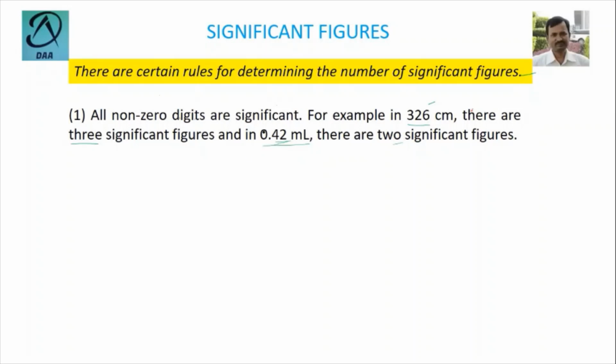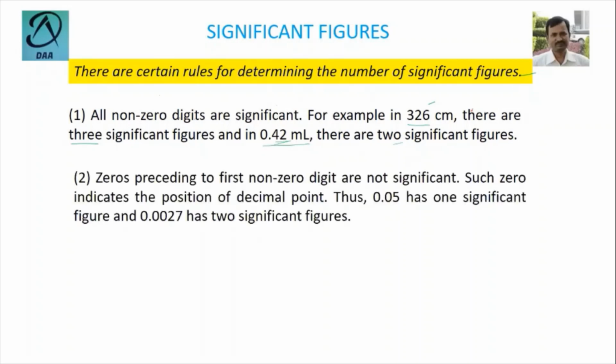So whatever zeros are on the left side will not be accountable for counting the significant figures. Number 2, zeros preceding the first non-zero digit are not significant. Such zeros indicate the position of the decimal point. Example: 0.05.